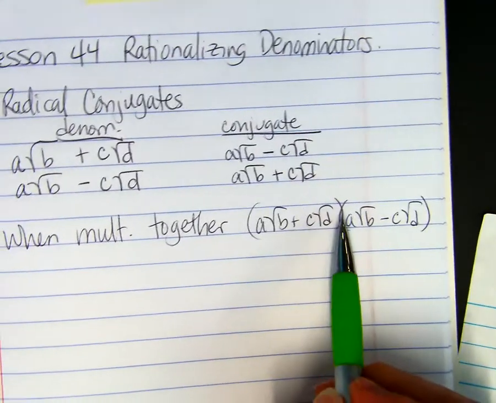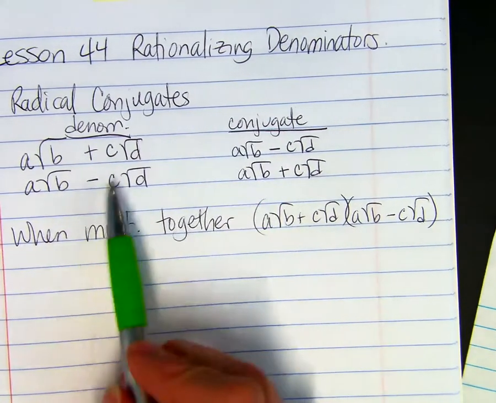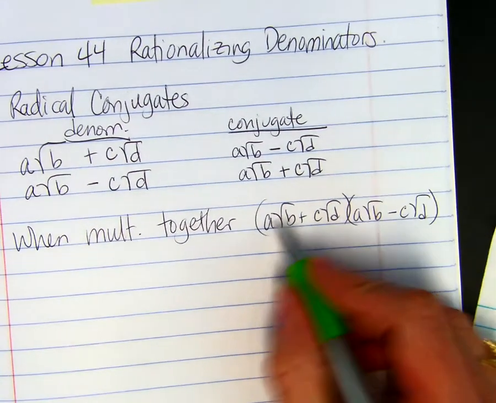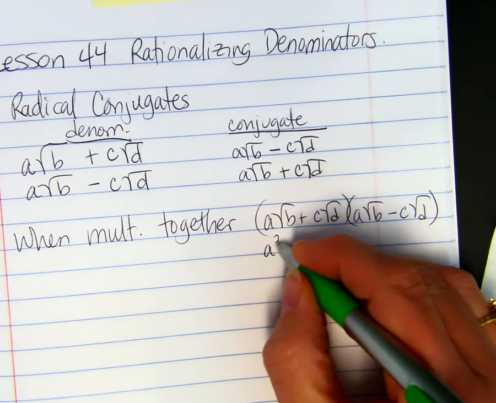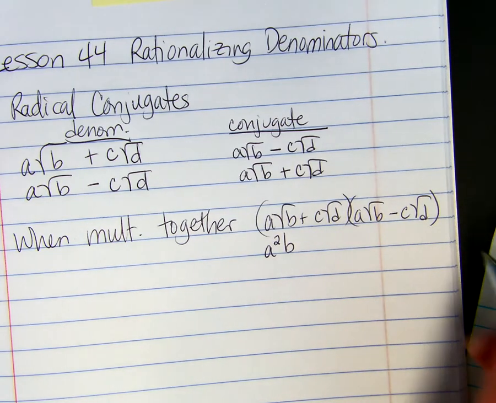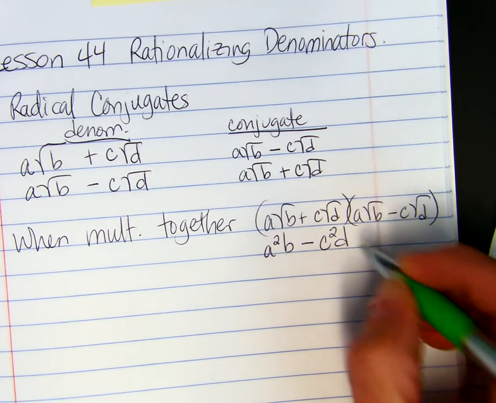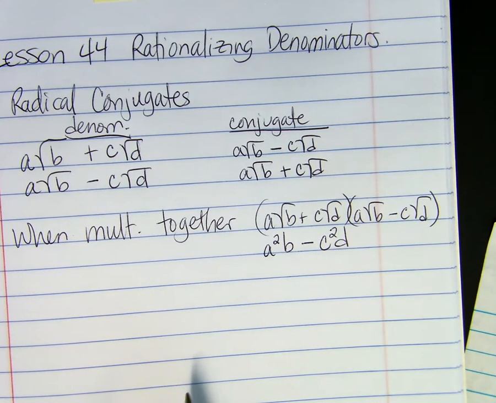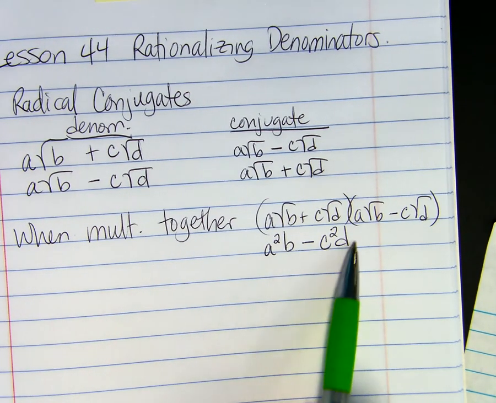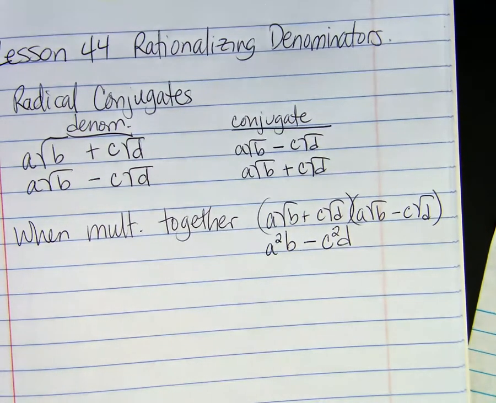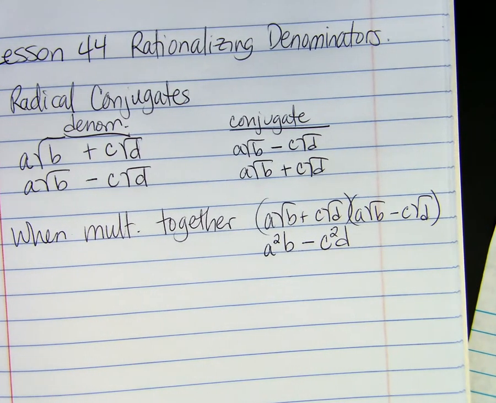And I'm only doing the first one because the second one will give you the same result. It's just the commutative property. So this would be a squared times b minus c squared times d. The middle terms will cancel out, and you have the difference of two squares here. So that's why we multiply by the conjugate.